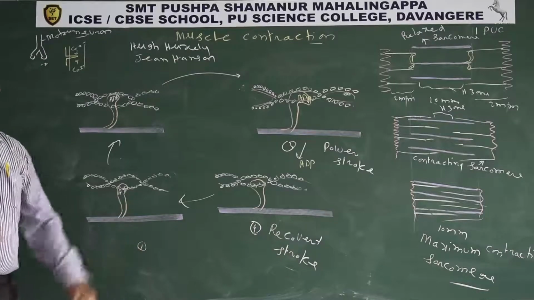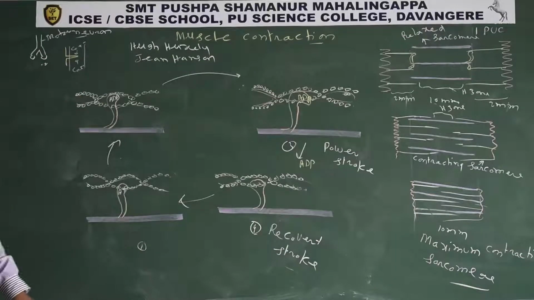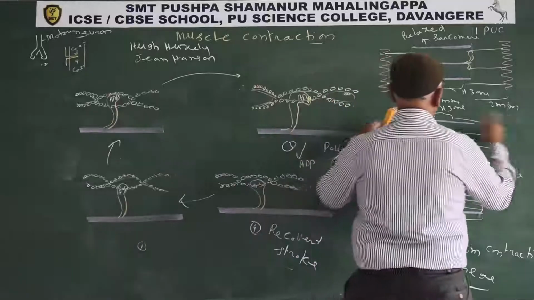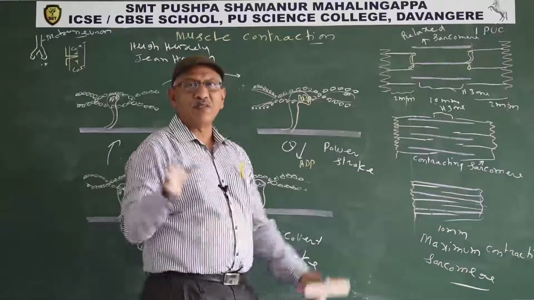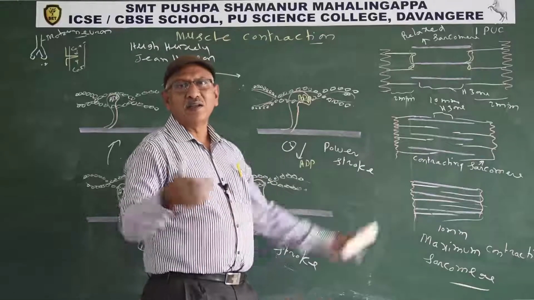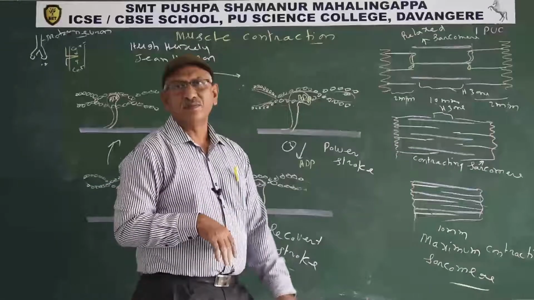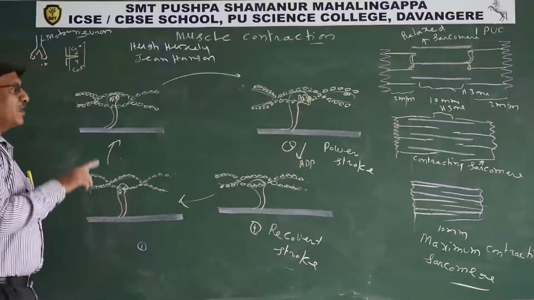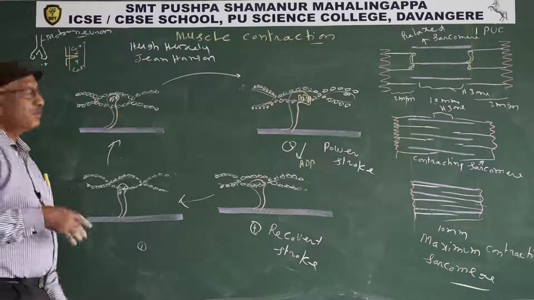So, muscle contraction. Hugh Huxley and Jean Hanson proposed the theory, namely the sliding filament theory. During muscle contraction, actin filaments slide over myosin. Actin and myosin myofilaments never undergo contraction. They slide over. Actin filaments slide over myosin. During muscle contraction, the I band and H zone decrease and disappear.